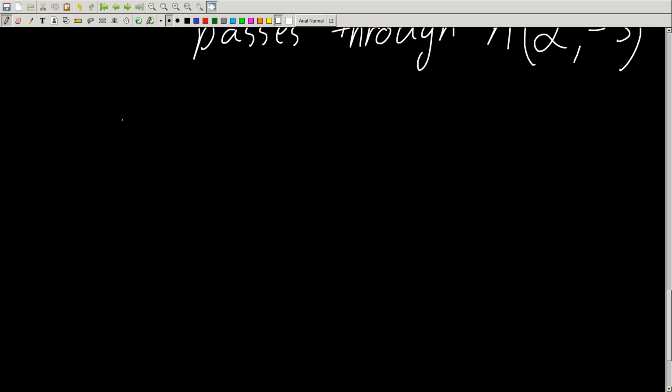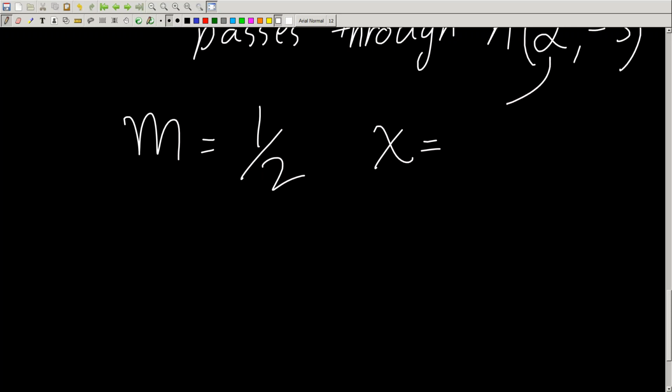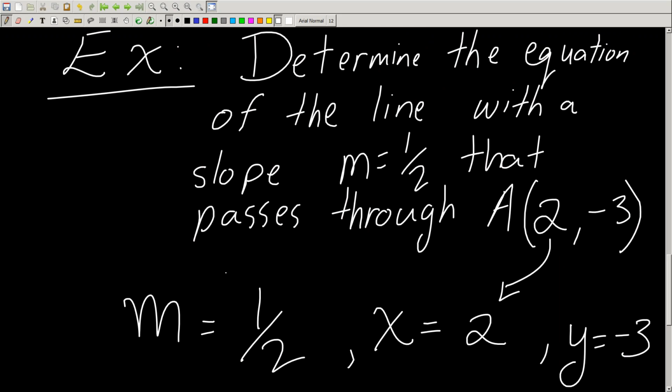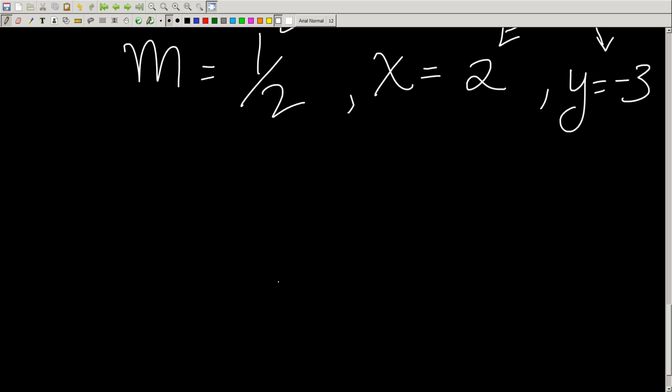So what's given here? m is given in this problem. m is 1 over 2. What's x? x is 2. It's the first coordinate of point A. And y is the y coordinate of point A, which is -3. Okay, all this information was given readily. There's m, A gives me x, and it also gives me y. That's it. And now all I have to do is plug in the information.